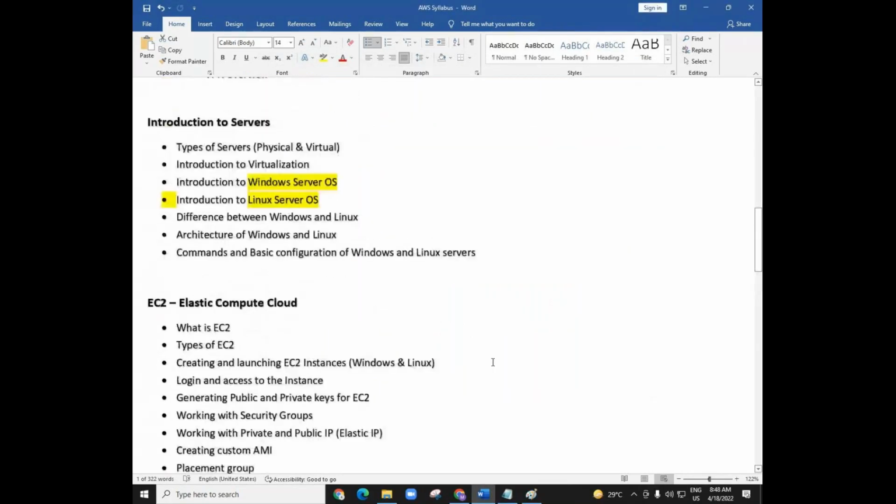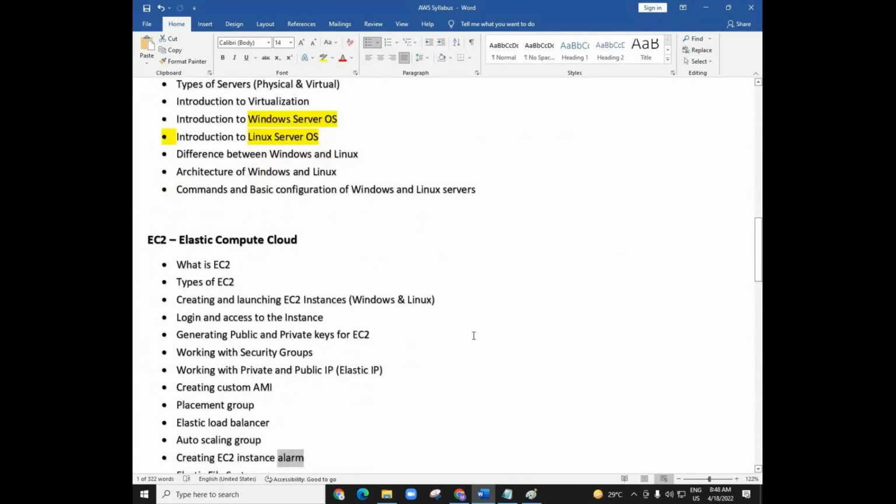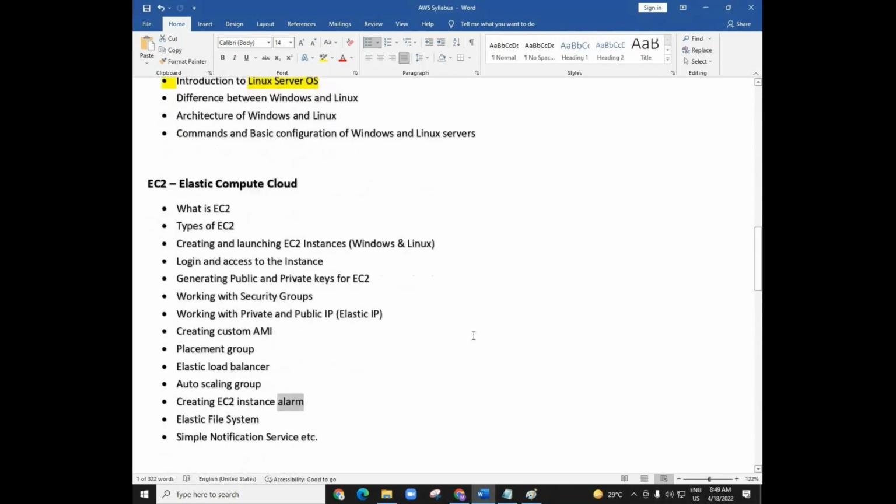Okay, so we'll start with the servers here. We'll see physical and virtual servers, and then we will go through the cloud servers and see how to create them, how to launch them, how to work with them, how to access them, and how to provide security to them. All these things we will see.